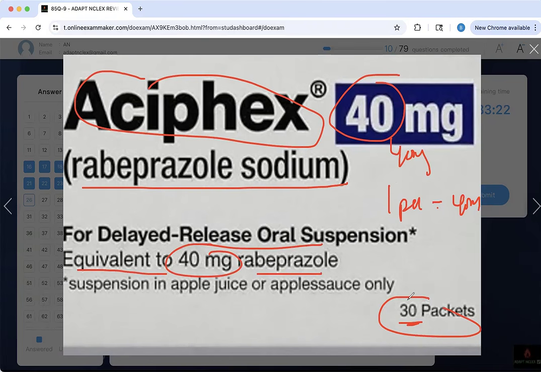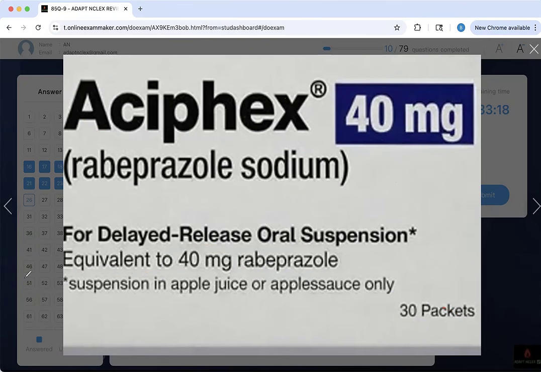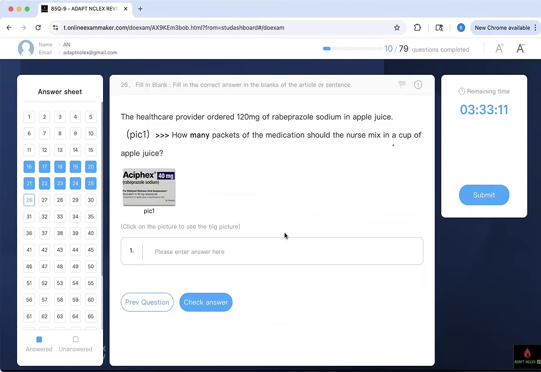And there's 30 packs in that bottle. That's all. That means every pack contains 40 milligrams of the medication. You don't have to stress anymore. You already answered the choice.